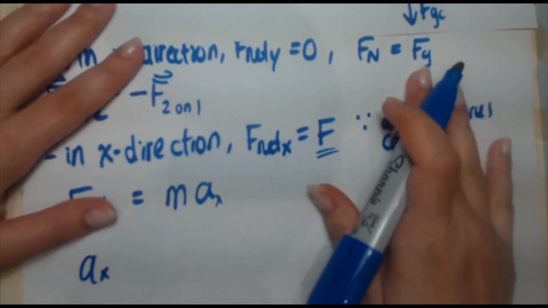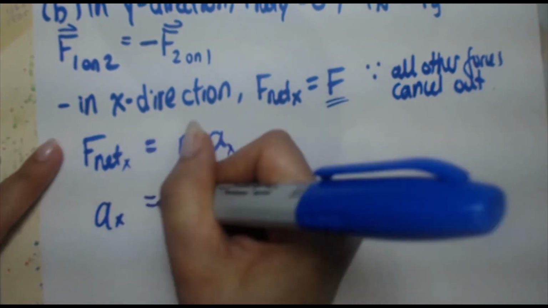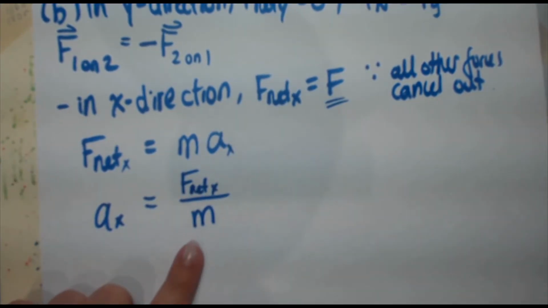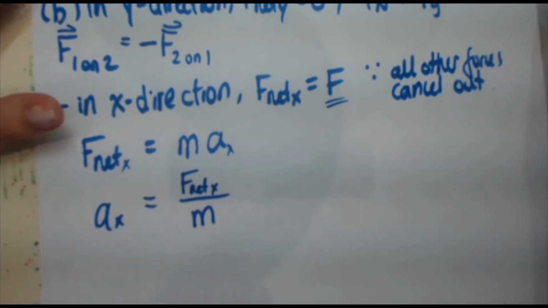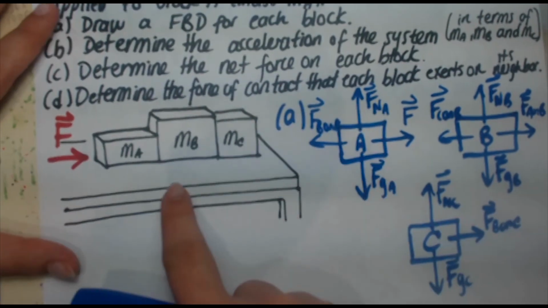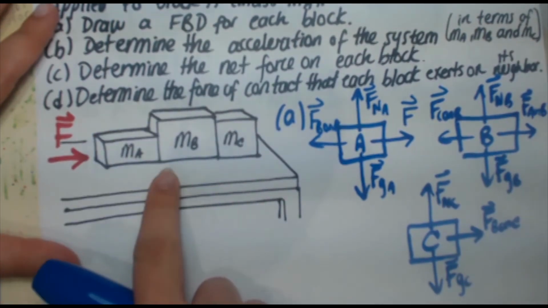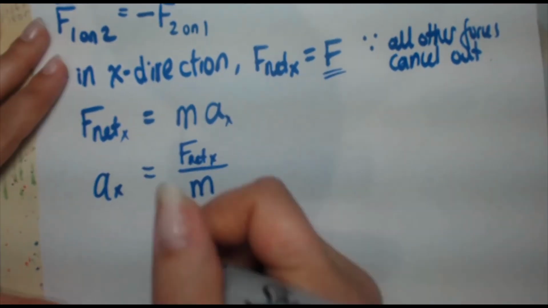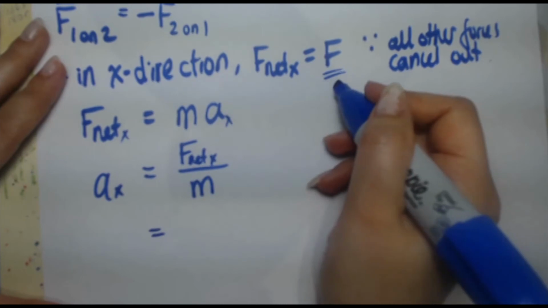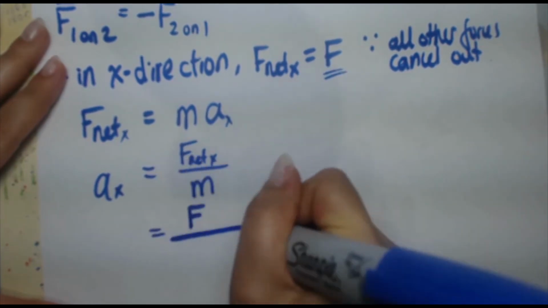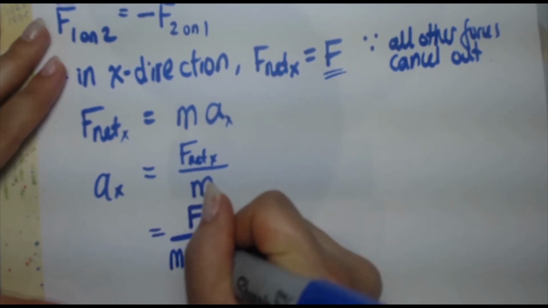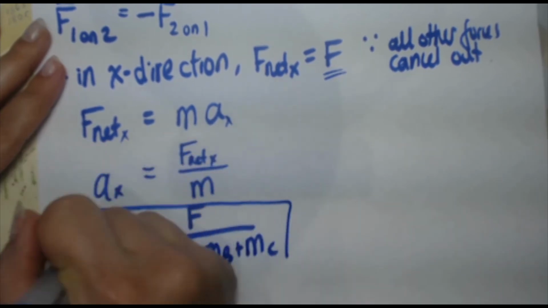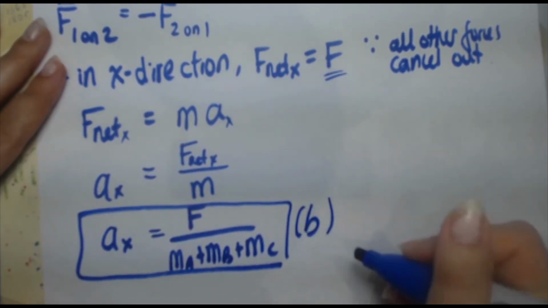So to do that, divide both sides by mass. So F net x over mass. Now, mass of what? Well, mass of everything that's accelerating due to the force, right? So going back to your diagram, the mass is going to be the mass of the system. So collectively, mass A plus mass B plus mass C. Okay, and F net x, we just said was F. So we replace that with F and replace M with MA plus MB plus MC. So there is your acceleration for part B.